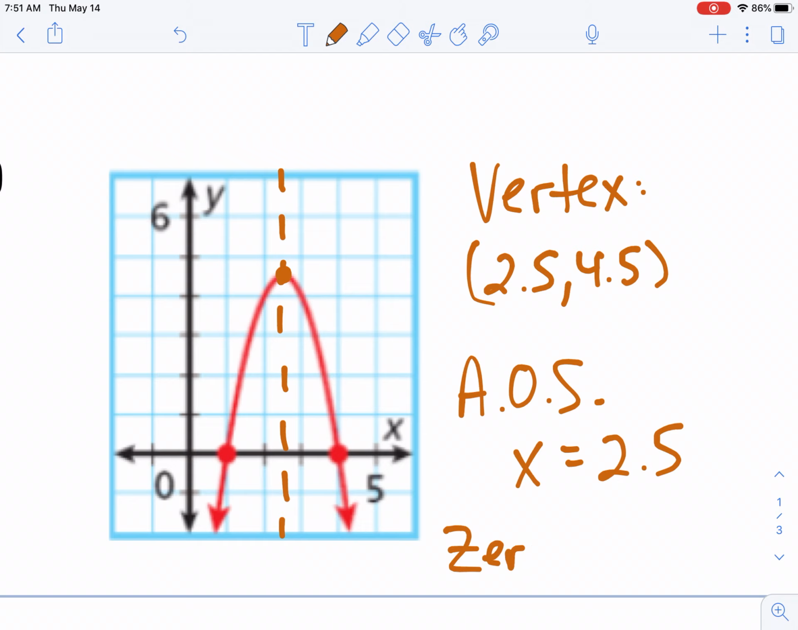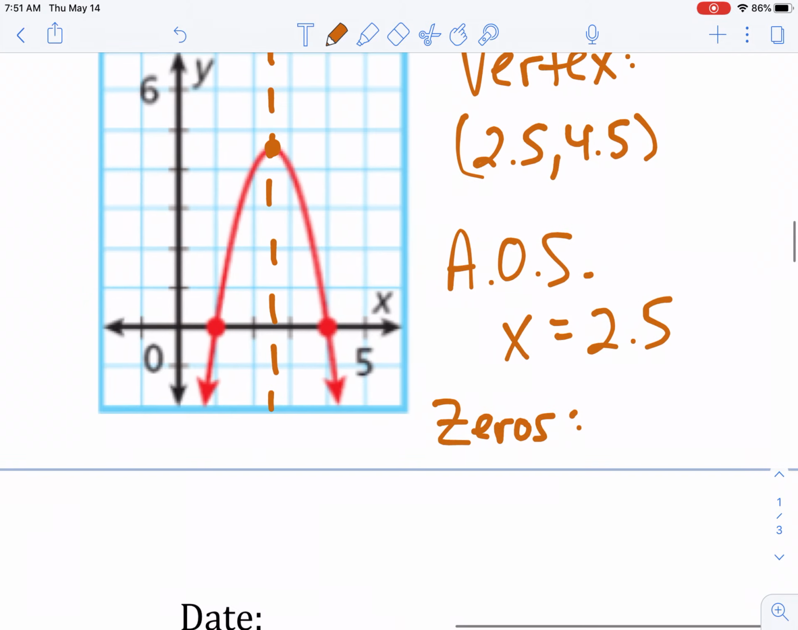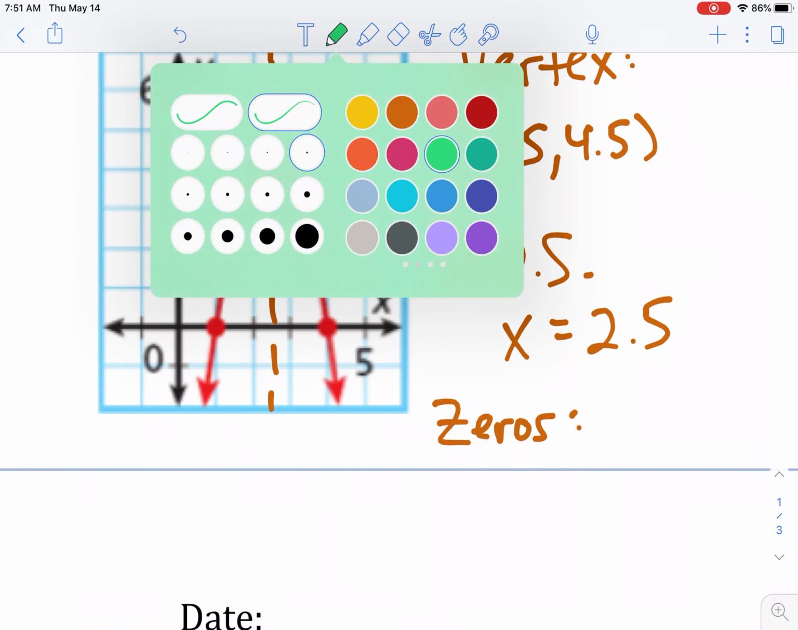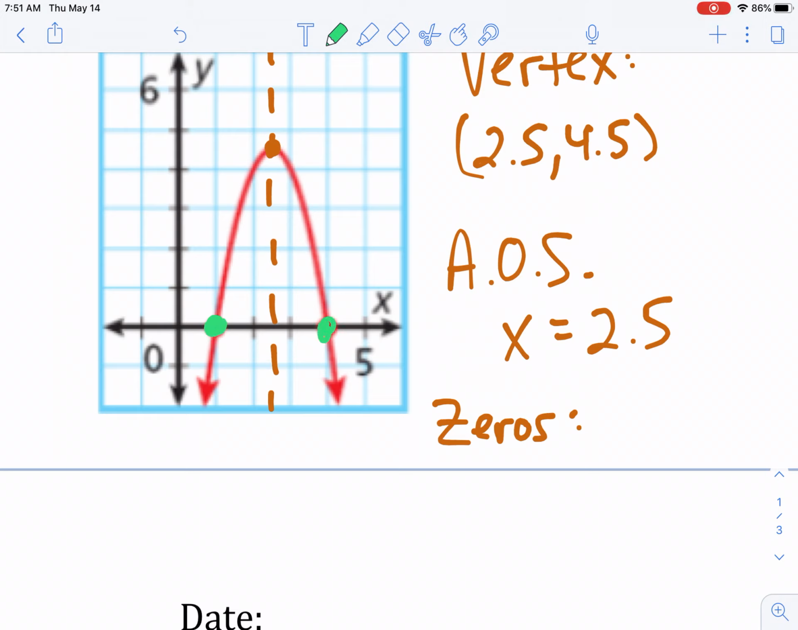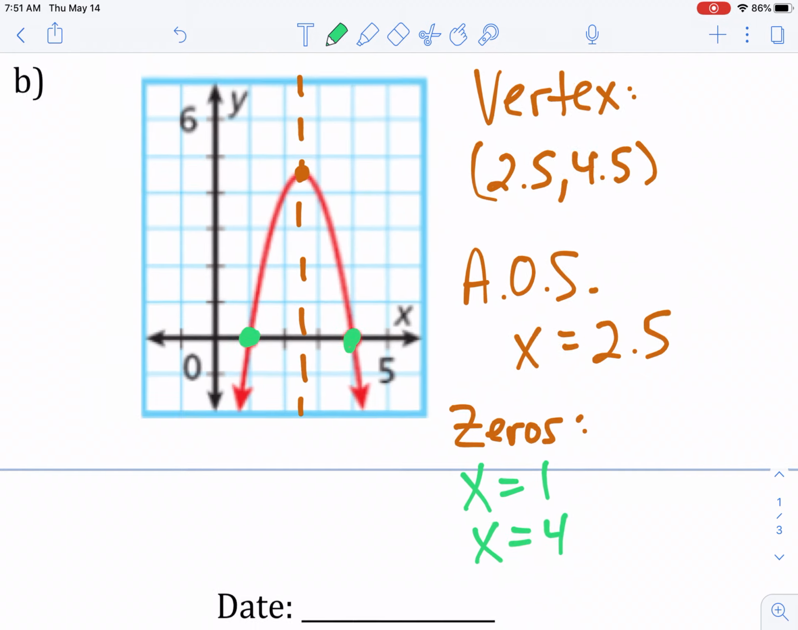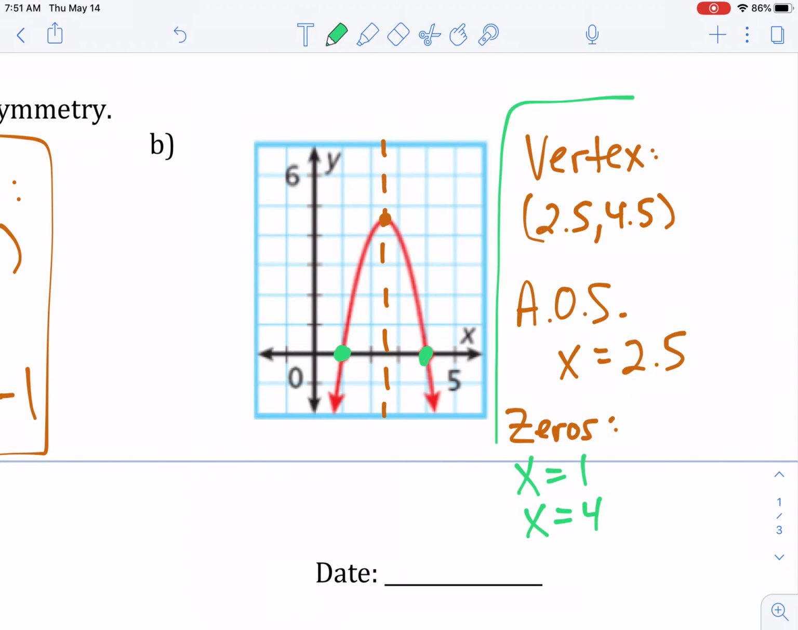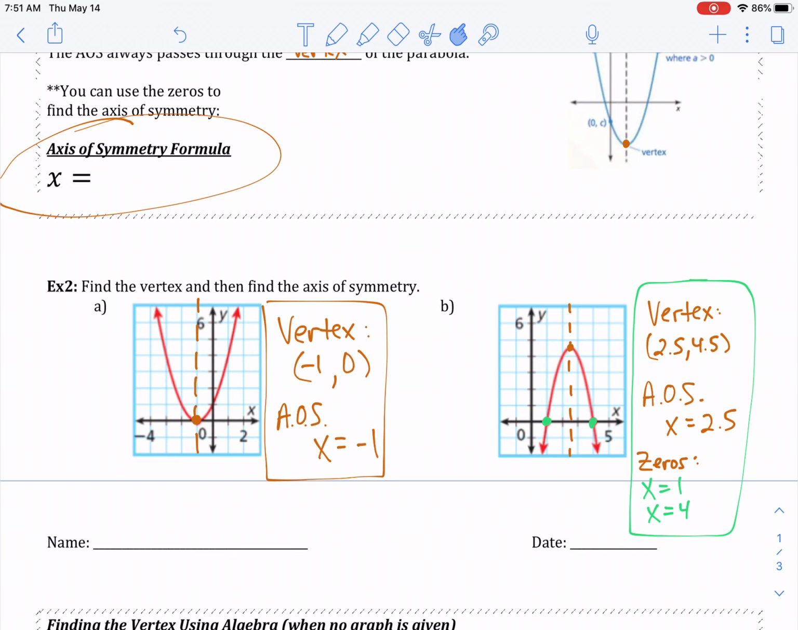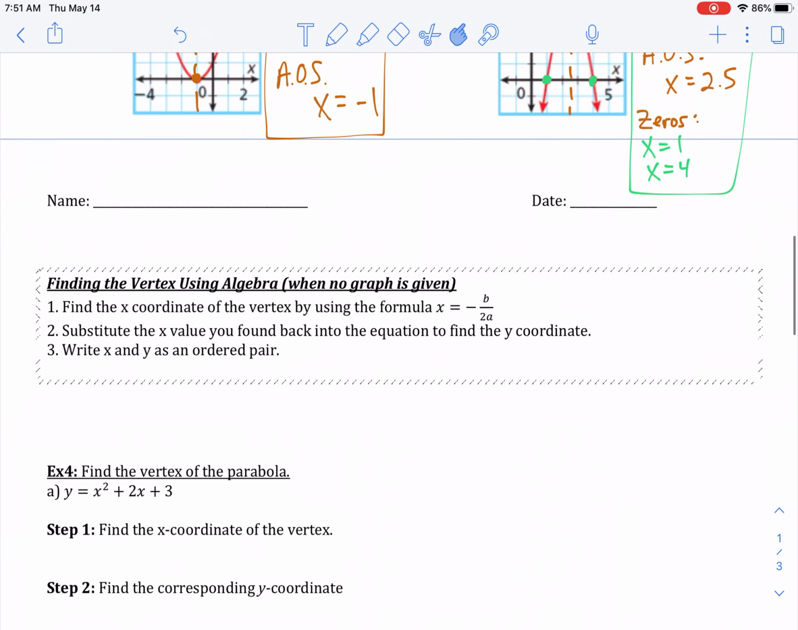And then let's also write the zeros. The zeros of this function are these two points right here, x equals 1 and x equals 4. So that's everything you need to list out about a quadratic function when you look at a graph: the vertex, the axis of symmetry, and the zeros. All right, we'll do the next example in the next video.